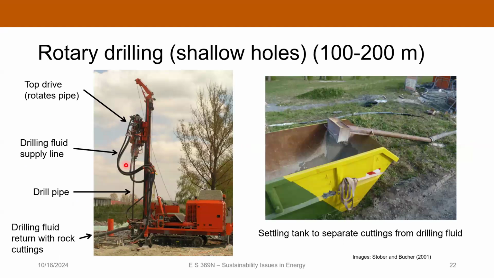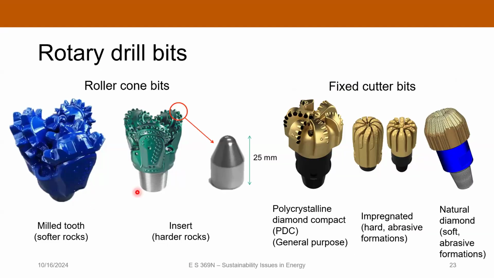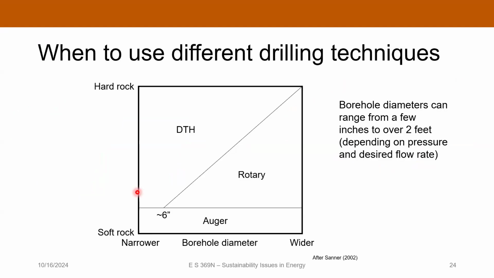And again, for something like this, you'd probably be using a type of roller cone bit for those. Okay, so basically, how do you decide which type of drilling technology you're going to use? Well, it depends on how hard the rock is and how big the borehole is. So, for hard rocks with typically narrower hole sizes, you're going to use the down the hole hammer. Whereas for wider hole sizes, the rotary drilling is generally going to be better for that.